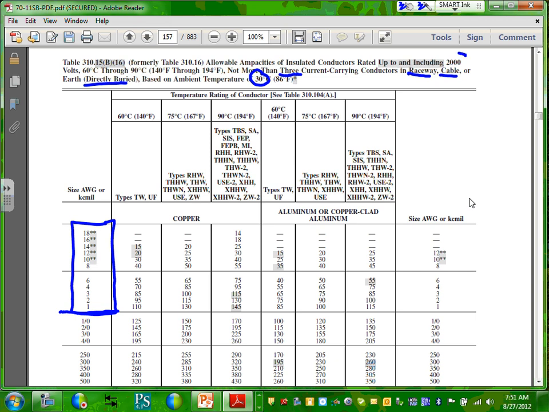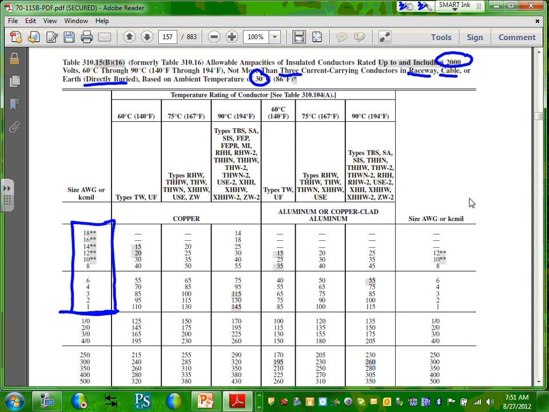And the voltage limitation of this table is 2000. So if your system is more than 2000 volt, typically we use 600 volt here, you can't use this table. If you are other than a cable, a raceway, or in the air directly, based on ambient temperature of 30, if you're other than these, this table cannot be used. Everybody knows that? So that's the first thing I want to mention from the get-go.